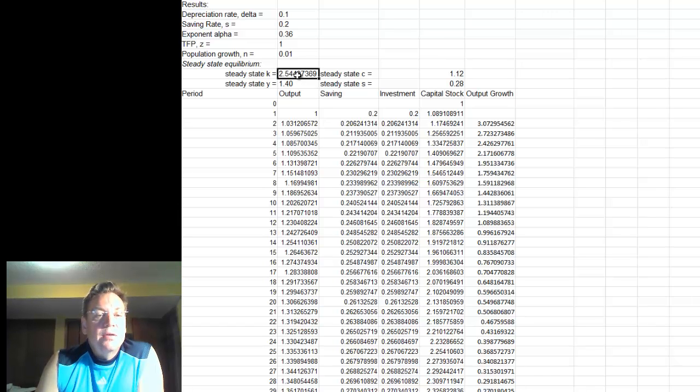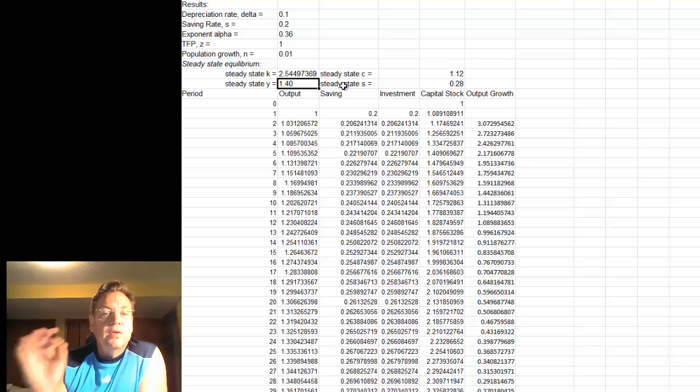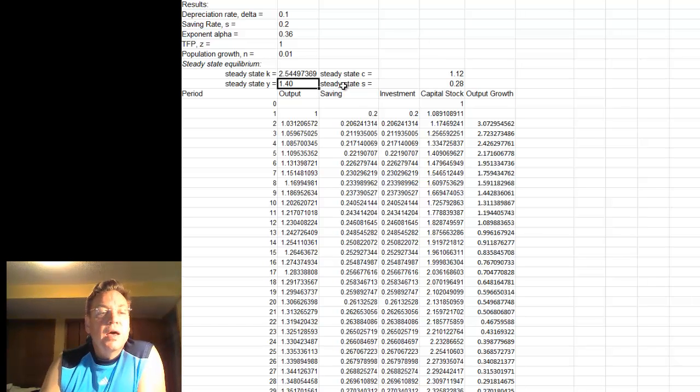And then once we have that, we can compute steady state output as just Z times steady state capital raised to the alpha. Steady state savings is just S, the savings rate, times output. And consumption is just 1 minus S times output. Okay, and then what can we do?